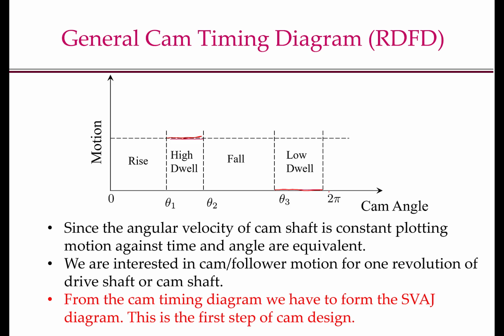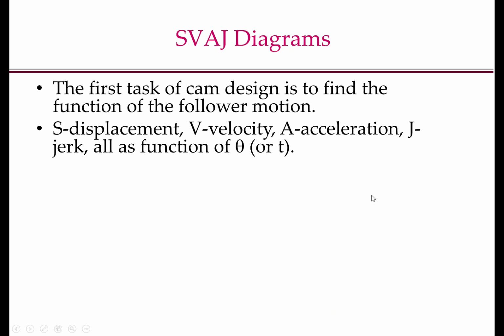It is important to note that since the motion is oscillatory, we are interested in one revolution of the drive shaft or camshaft. From this partial specification, what we have to do is design these curves. More precisely, we have to form what is known as the SVAJ diagram, and this is the first step of cam design. In the SVAJ diagram, S stands for displacement, V stands for velocity, A for acceleration, and J for jerk. And these are all functions of t or theta.